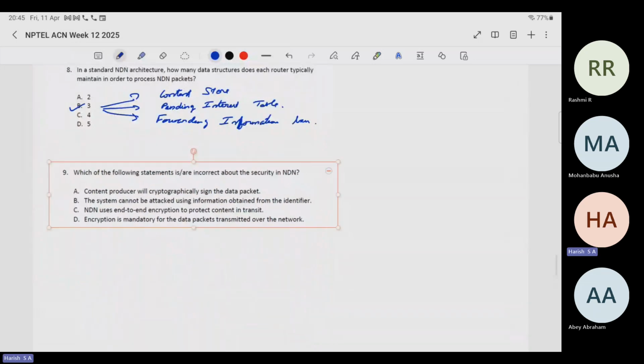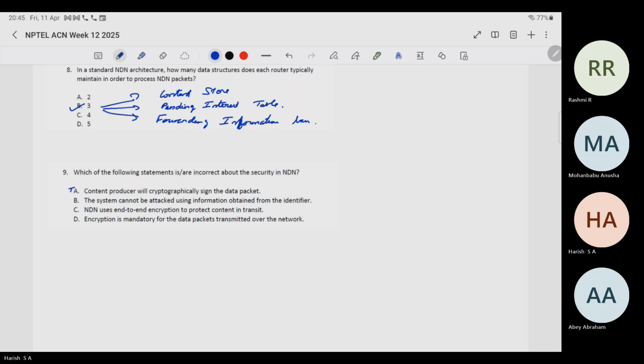Now at number 9, which of the following statements is/are incorrect about security in Indian? Let's just go through the statements and see which of them are correct or incorrect. The content producer will cryptographically sign the data packet. Yes, this is true.